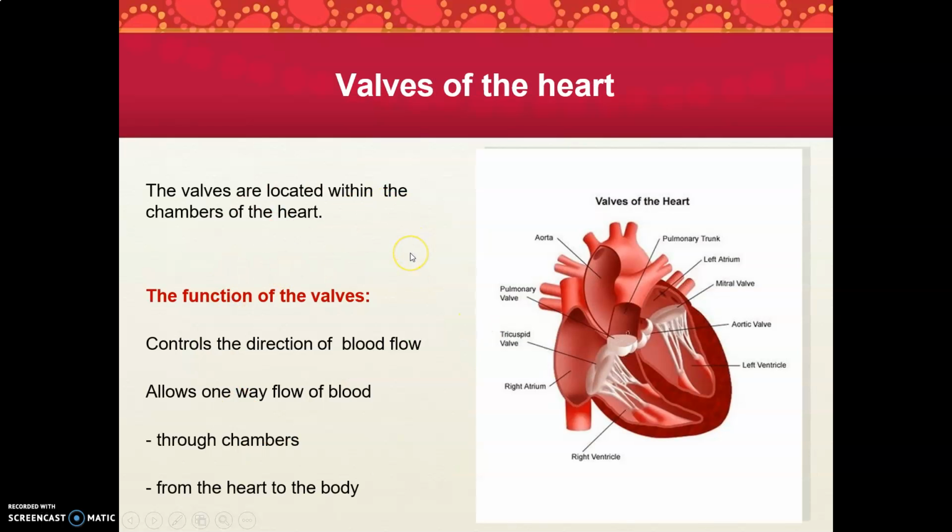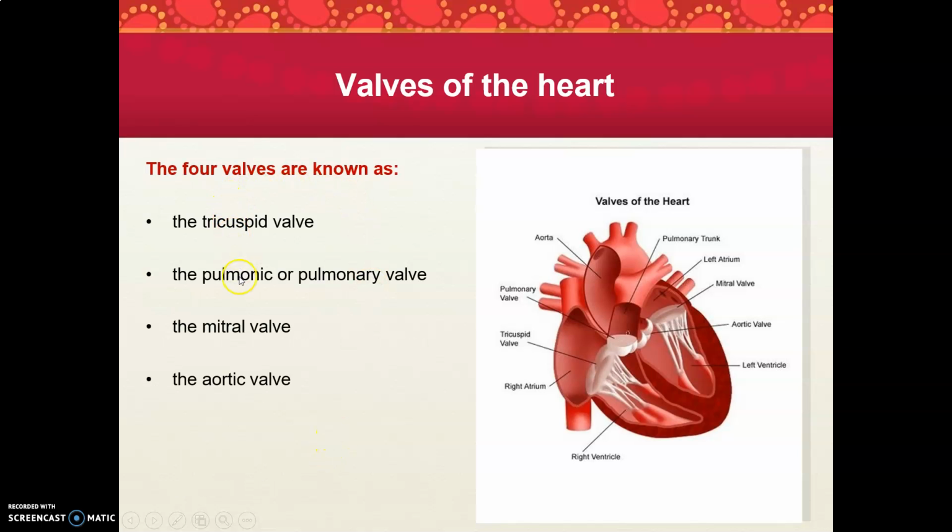Now, valves. A very important topic of this chapter, valves of the heart. Valves are located within the chambers of the heart. The functions of the valves: valves control the direction of the blood flow so that it always flows only in one direction through the chambers, and from the heart to the body.